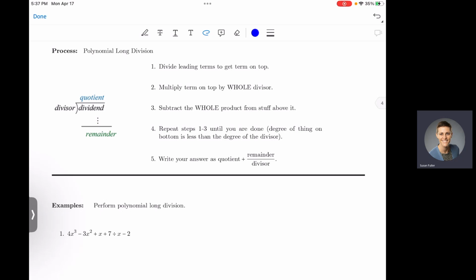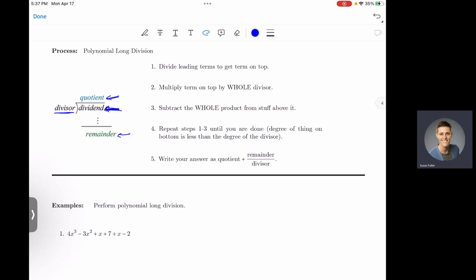So basically, your dividend is the number that goes inside your division sign in here. The divisor is the thing on the outside that you're dividing by. As you do your division, you're going to build the quotient up here on top. And after you finish the whole process, whatever is left down here at the end is your remainder. So when you're asked to do this, you're going to know your dividend and your divisor. You'll put those two pieces in, and you're going to build your quotient.